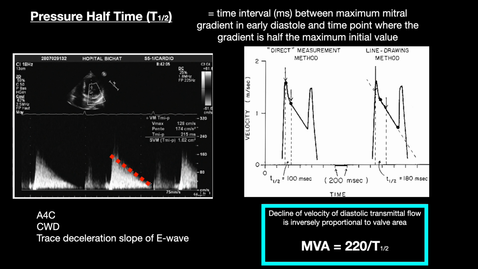So pressure half time is the next method of measuring mitral valve area. Pressure half time is the interval in milliseconds between the maximum mitral gradient in early diastole and the time point where the gradient is half the maximum initial value. So the decline of velocity of diastolic transmitral flow is inversely proportional to the valve area. And MVA, mitral valve area, can be calculated by the equation 220 divided by the pressure half time.